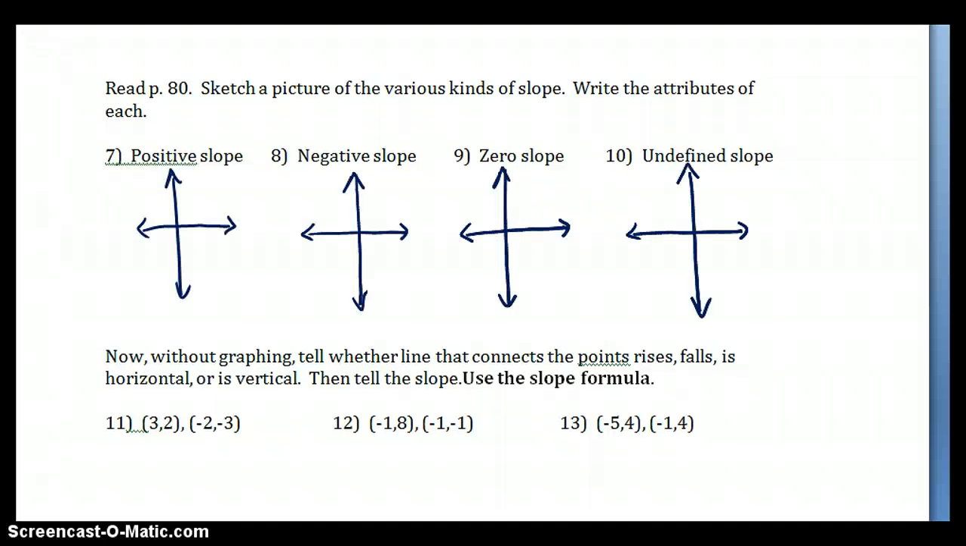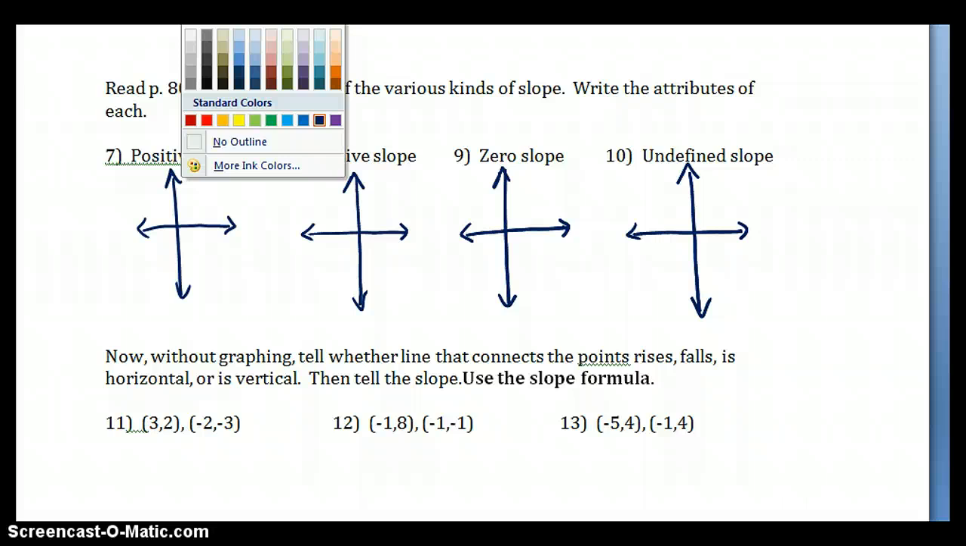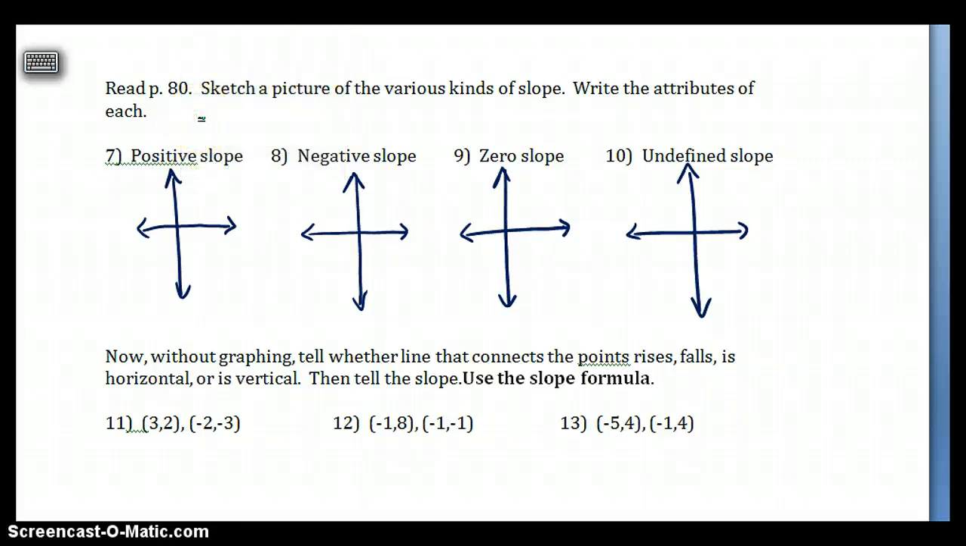Okay, so you have your coordinate graphs, and now I'm going to do positive slope with you. So I'm looking at page 80. You can draw it exactly like I've drawn it, you can draw it exactly like the book's drawn it, or somewhere in between. So we're going to draw a line with positive slope, which rises from left to right.